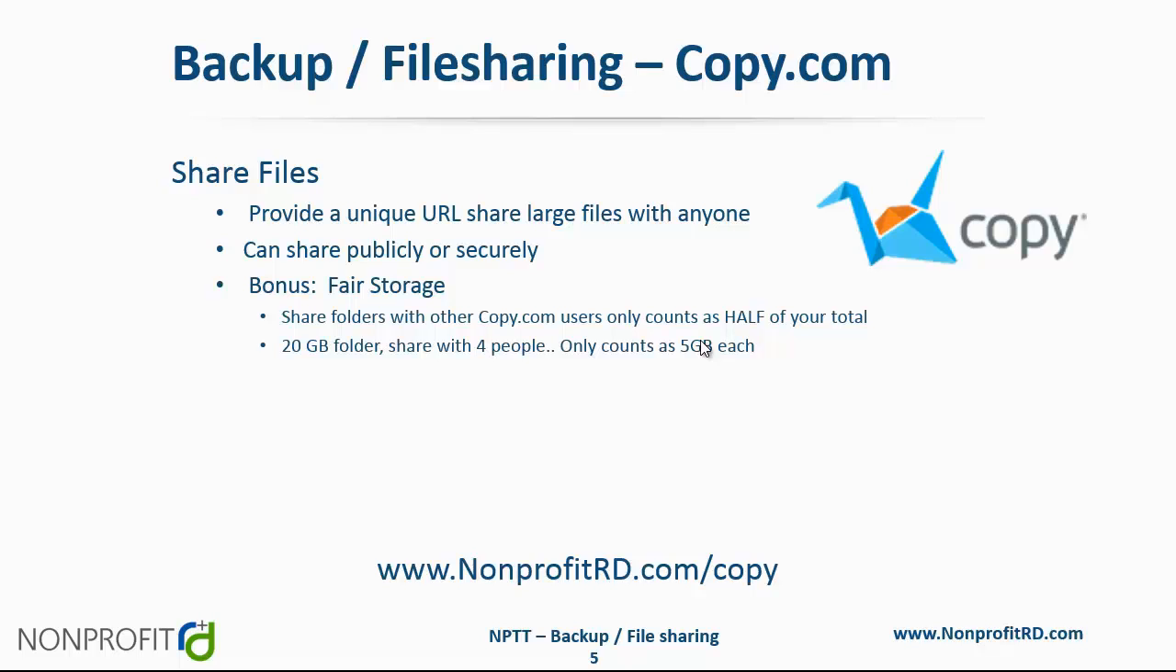Another great feature of Copy.com is they have something they call the fair storage program. And what that means is if you have a folder that has 20 gigs of data in it and you share it among 4 people, that only counts as 5 gigs against your quota. So it actually shares that 20 gig among 4 people, 5 gigs each. So you can actually share a lot more than what your total is if you're sharing those files. So that is actually a huge benefit as well.